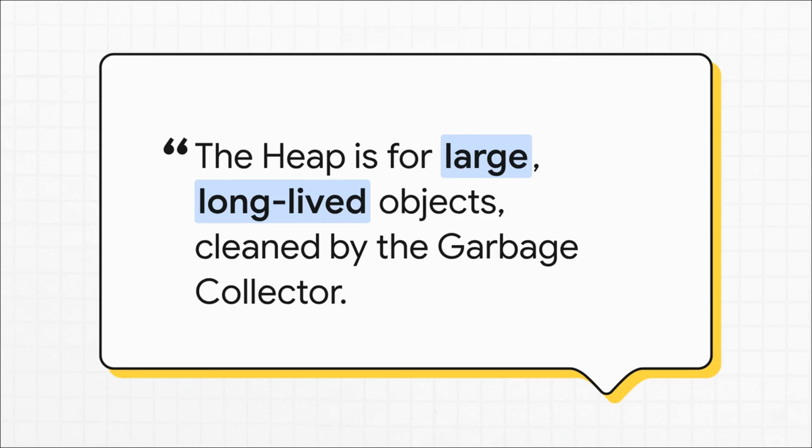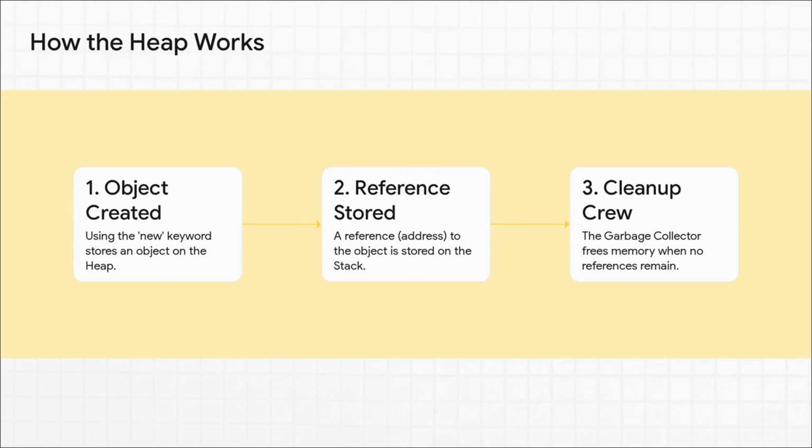It's a bit more deliberate, and it needs a special cleanup crew to keep things tidy. So the process for the heap is totally different. When you use that new keyword to create an object, you're basically telling the program, hey, go find some space in that giant warehouse for this new thing. The program goes and allocates the memory on the heap, but then it places a little note, like an address or a reference, back on our fast stack.